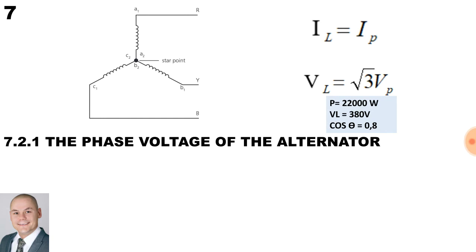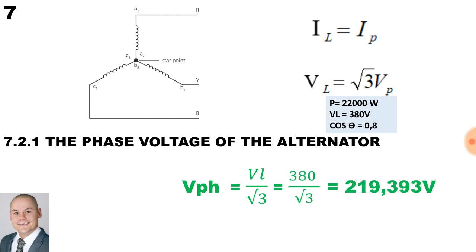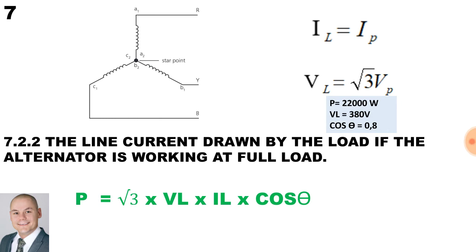The information provided, we have a power of 22,000 watts. The line voltage is 380 volts, and the power factor is 0.8. Now, to calculate the phase voltage of the alternator, V phase will be equal to VL divided by square root 3. The line voltage which is given is 380 volts divided by square root 3, and that gives us a phase voltage of 219,393 volts.